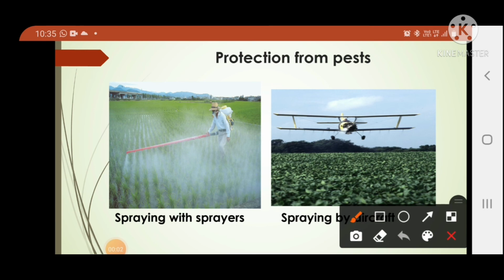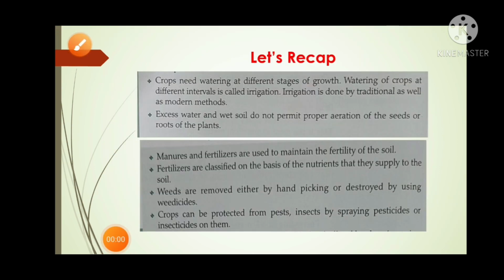Pests damage the crop and make it unfit for human consumption. The pesticides or insecticides are dissolved in water and sprayed on the plants by the sprayers. It is done by aircraft when the area is very large.